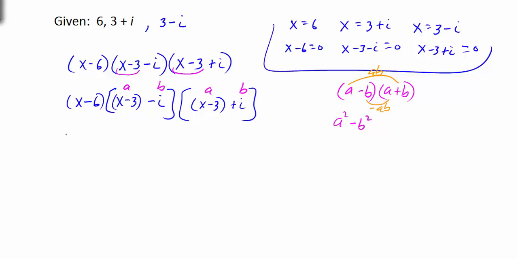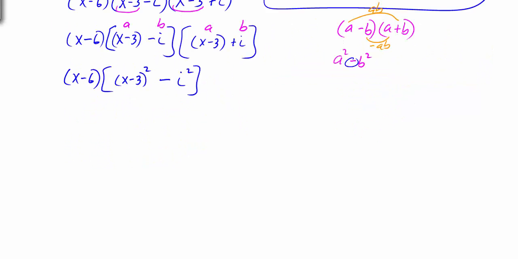So to make this a little bit easier to multiply, by the rule over here, we're going to take a squared. Well, our a is the x minus 3. So that means this would be x minus 3 squared. And then it's minus b squared. So that's minus the I times I, which is I squared. All right, so now all we have to do is simplify this expression.